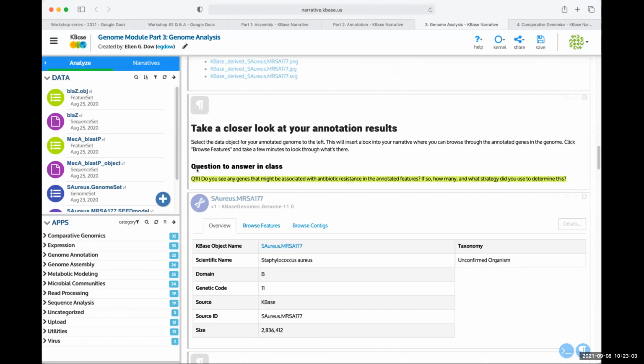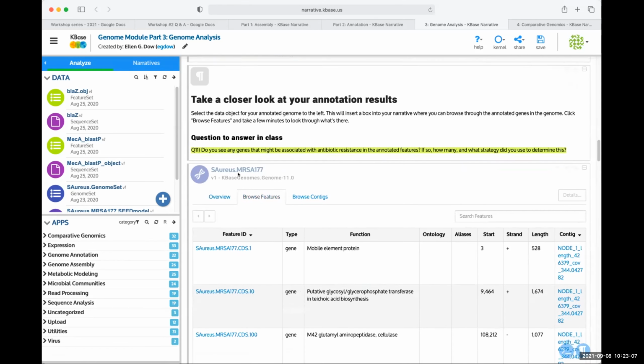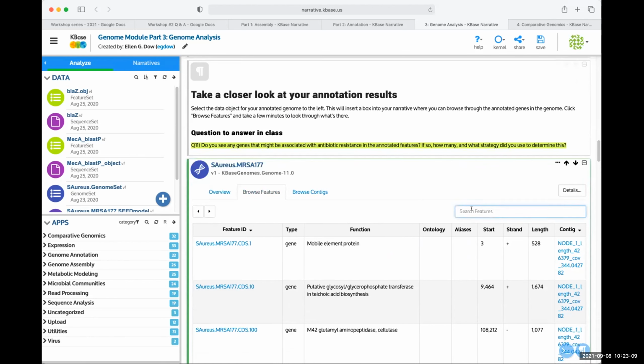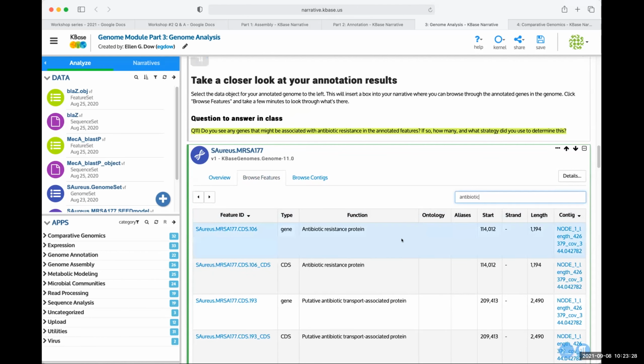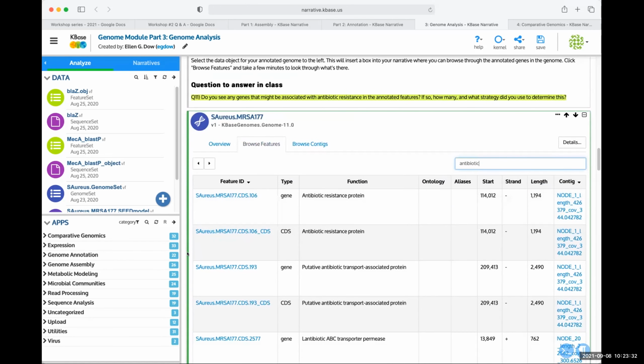So I have them search through the features of the genome to look for things related to antibiotic resistance. I don't directly tell them right off the bat how to do that and let them try to figure this out. But there are certainly some genes that are annotated as antibiotic resistance proteins. Most students figure that out after a few minutes. They go about different ways to think about, okay, how am I going to do this? How am I going to figure out what this actually is?